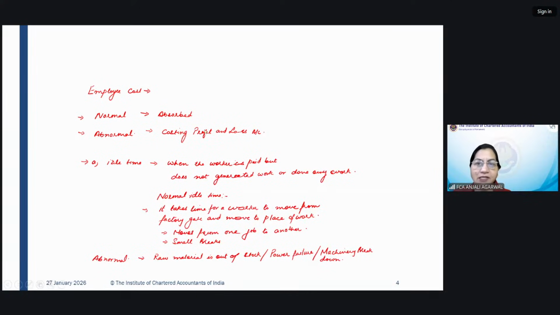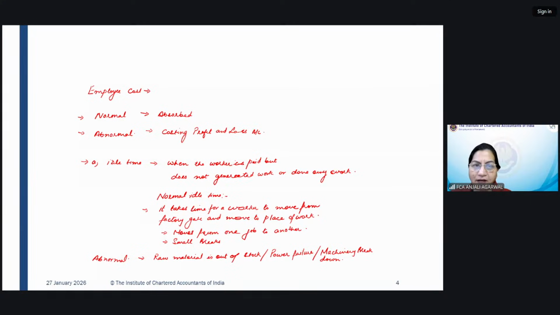But if it happens because maintenance was not proper, then it is definitely controllable, right? I hope you are understanding whatever I'm speaking so far. When you understand these concepts, you will be able to do your practical questions better, right? So this is how idle time is divided, controllable and non-controllable. All right, thank you for responding.